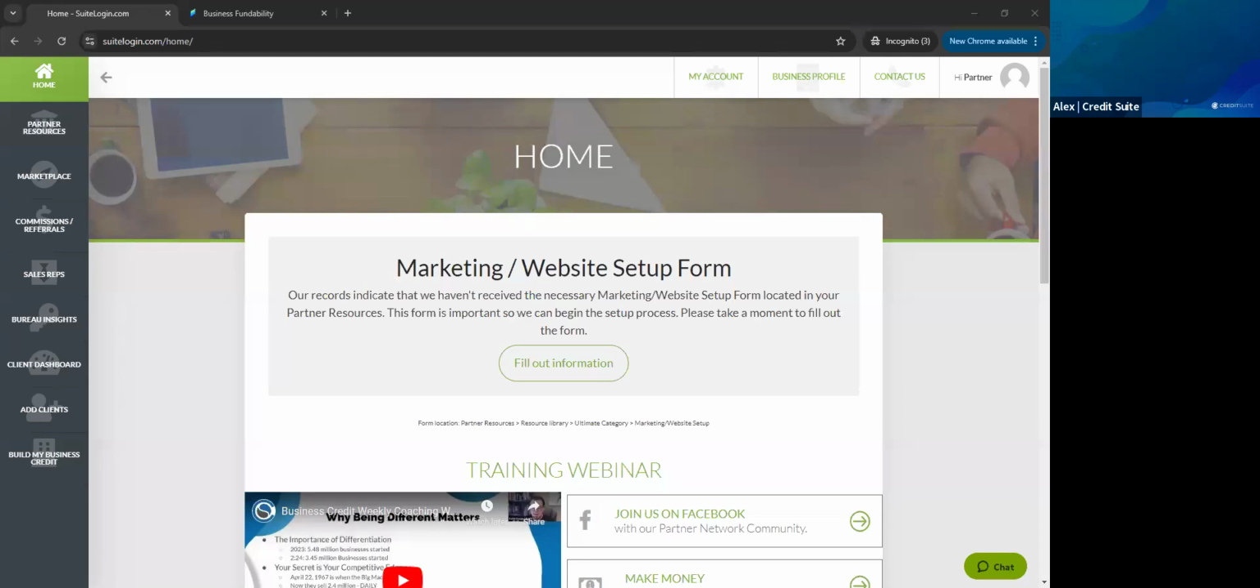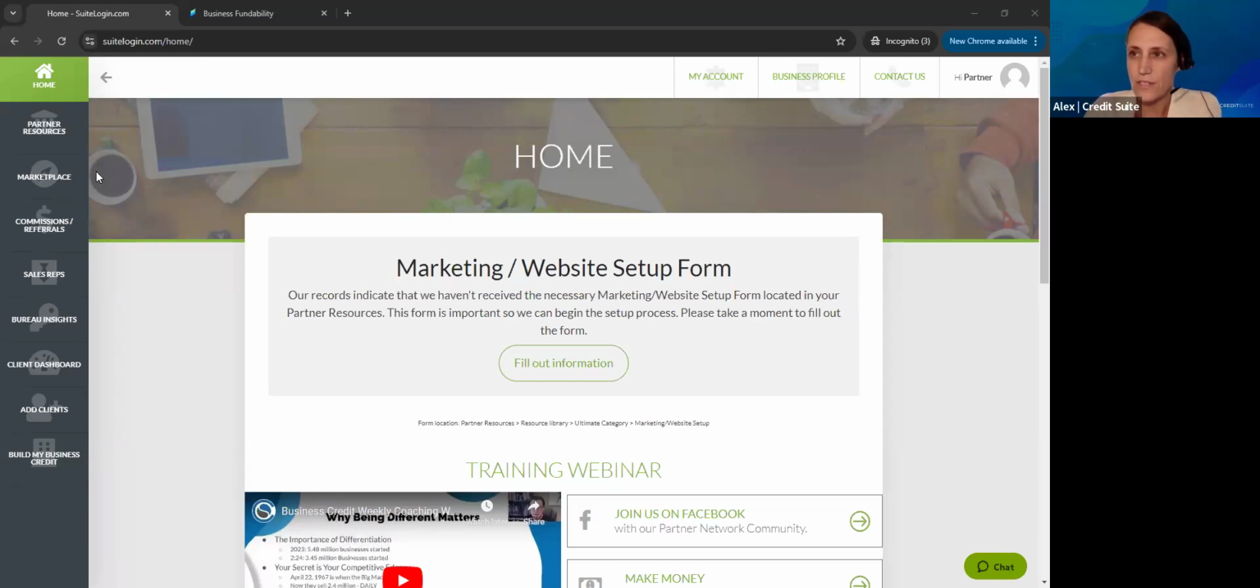We're going to dive into the current lending programs that we have here at Credit Suite and go through those. I'll be very mindful of everyone's time as we go through these. So excited to get to go through this. I'm going to go through it in both Credit Suite's Suite Login site that you would see as a partner, and then also how you can see this in Fundability. And you also have access to see that in your back office in Fundability too.